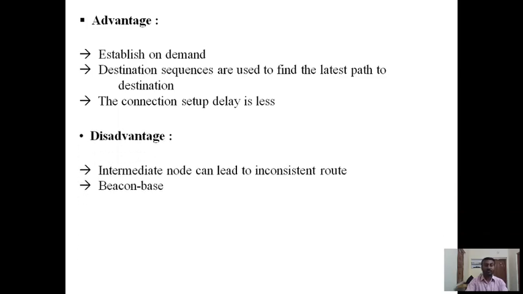Then disadvantages. Intermediate nodes can lead to inconsistent routing, so the presence of intermediate nodes leads to some inconsistency. Second, it is a beacon based concept. That is one of the disadvantages of on-demand distance vector routing. Next, heavy control overheads must be used. If any problem happens, to control that we are using heavy control overheads. So this is one of the disadvantages. This is the concept of AODV, on-demand distance vector routing.